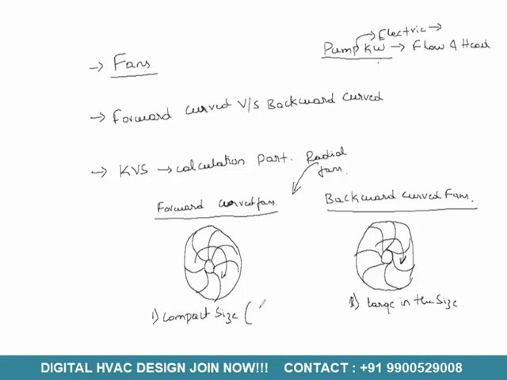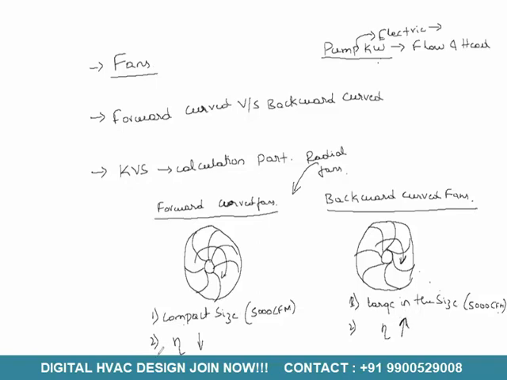For example, I have 5000 LPS or 5000 CFM, and this is also 5000 CFM. This size will be larger. Backward curved fans will be larger; this one is compact in size. But from an efficiency point of view, this one is less efficient, but here efficiency is more.